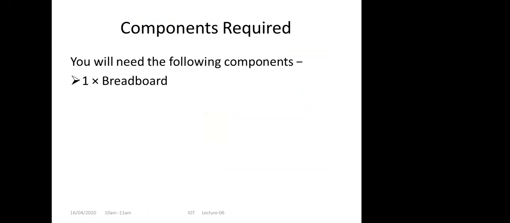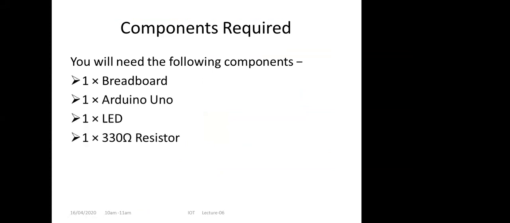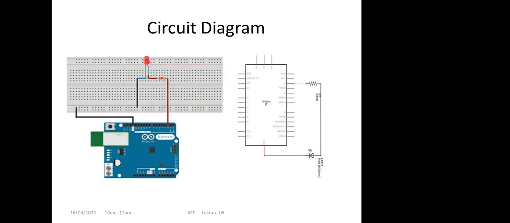Okay, for this experiment, what components are required? One breadboard, Arduino Uno board, LED, 330 ohm resistor. I am not having this one, so I directly use the LED, but it doesn't create any problem. I have not used any resistor, which needs to be connected at the positive lead of the LED, but there is no issue at all actually. And jumpers means actually connecting wires. And this is the circuit diagram.